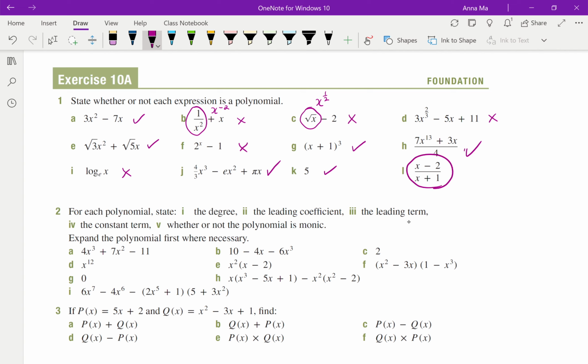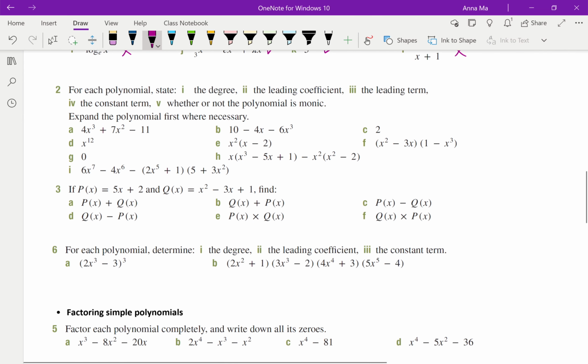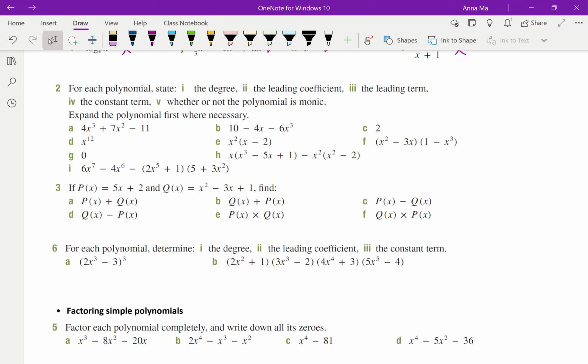Having a variable on the denominator, so that's going to end up having an index of -1 at some point if you simplify it, so not a polynomial. So it's important that you know the definition of what a polynomial is, and you should know how to identify what's a polynomial or not. For the following questions 2, 3, and 6, I think you guys can do it by yourself. So give it a go. You can pause the screen now and do it, or you can just come back to it later.